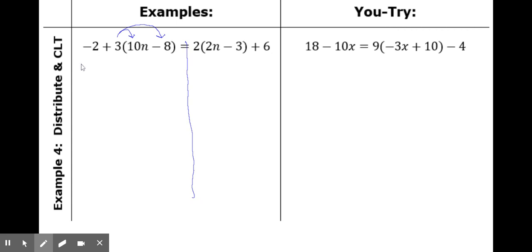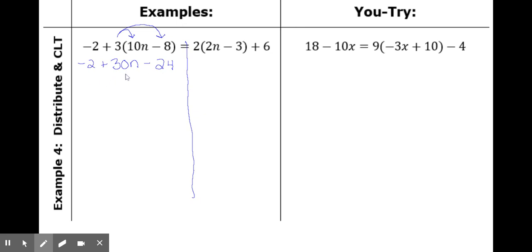I'm going to bring down the negative 2, and then I'm going to multiply n. 3 times 10n makes a positive 30n. 3 times negative 8 makes negative 24. That side of the equation still looks pretty long. So now I'm going to look to see if I can combine like terms. I have a negative 2, a positive 30n, and a negative 24.